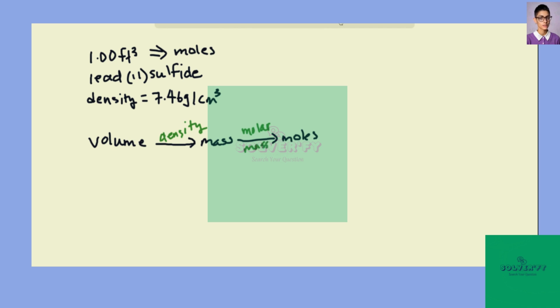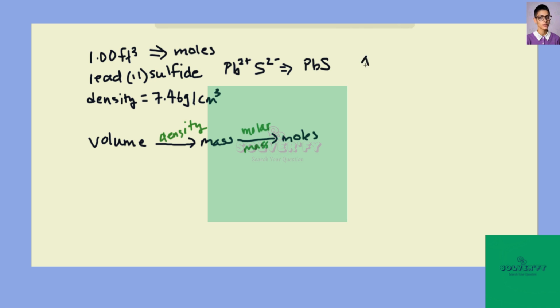So we're given the density in the problem, and before we start to do the conversions, we should find the molar mass of lead(II) sulfide. So we have to figure out the formula of this compound. Lead(II) means it's a Pb ion with a 2 plus charge, and sulfide is S 2 minus. So the formula for this compound is PbS, because for every positive there is a negative.